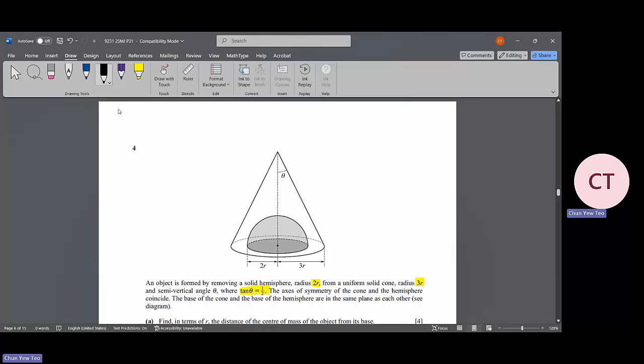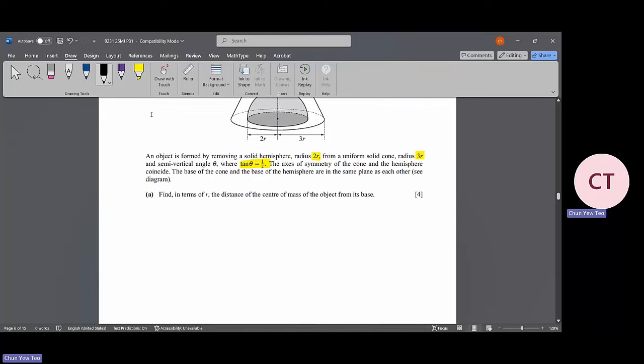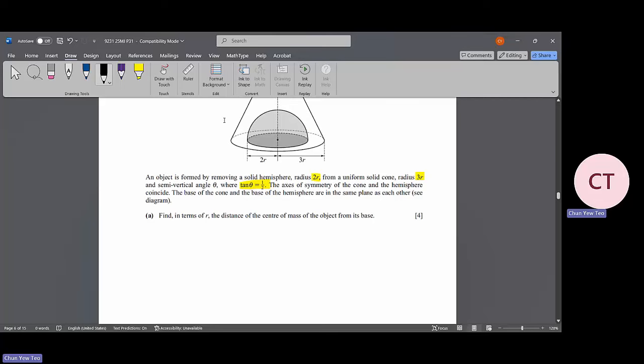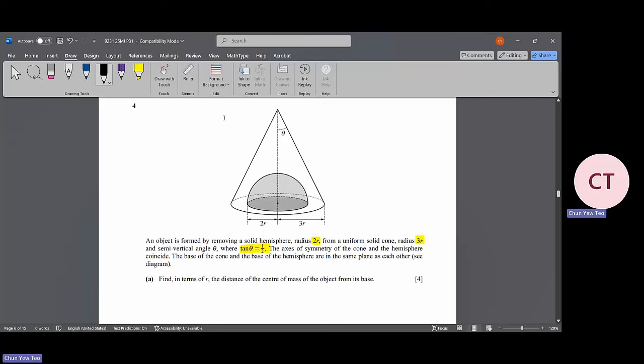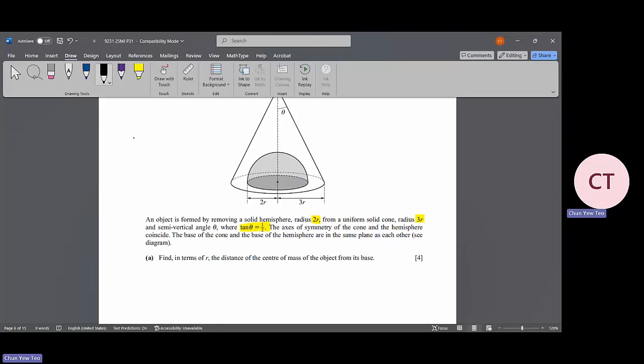See the diagram. Find in terms of r the distance of the centre of mass of the object from its base. Okay. So over here, we need to know the height of the cone. So maybe we need the volume of cone. So this is the height. This is the 3r. Okay. So this is the theta.